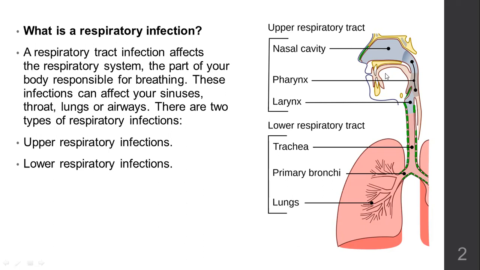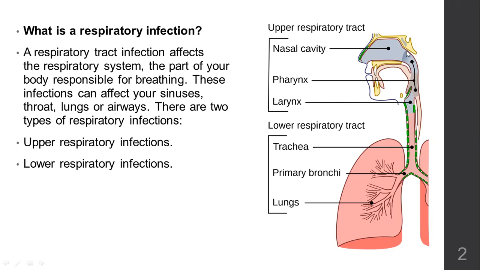There are basically two types of respiratory infections: upper respiratory infection and lower respiratory infection. In the image, you can see your nasal cavity. When you look up through the nostrils, whatever you see, and far beyond it also, that becomes the nasal cavity. Then your pharynx: you open your mouth, the end of the mouth that you see is the pharynx, and below that you have the larynx.